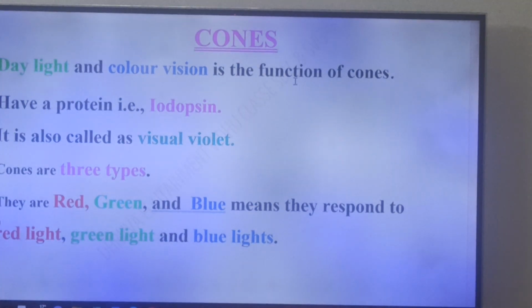Once again, friends, cones for what? Daylight vision and color vision. They have a protein, that is iodopsin. It is also called as visual violet. Iodopsin is also called as visual violet, friends.